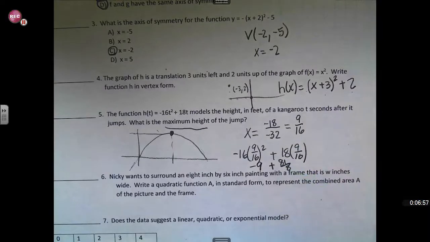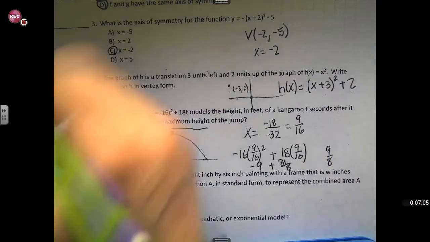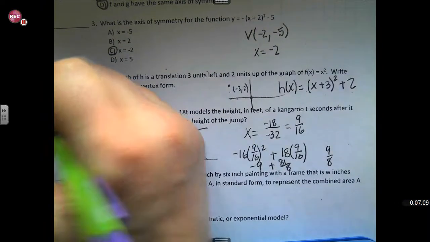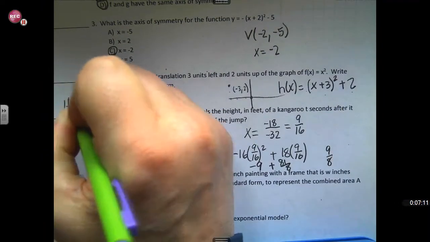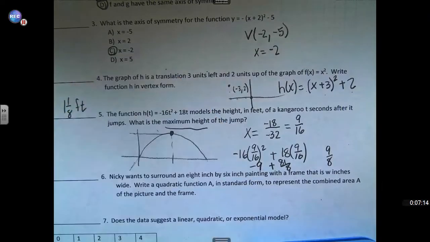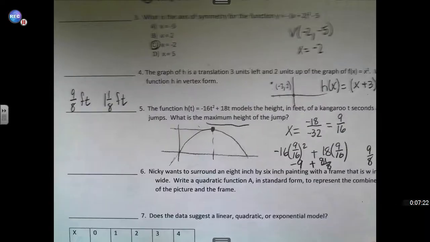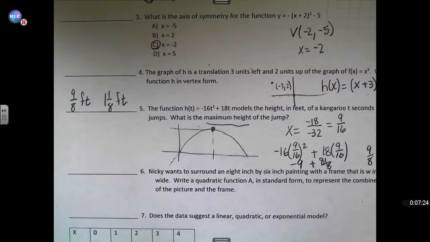And then plus negative 9 is 9/8 is what I'm getting. So I would accept 9/8 feet. I would accept 1 1/8 feet. Okay. I would accept either one of those answers. Decimal, no, it's not that difficult of a fraction that we can't write the fractions. And we need to write the decimal.